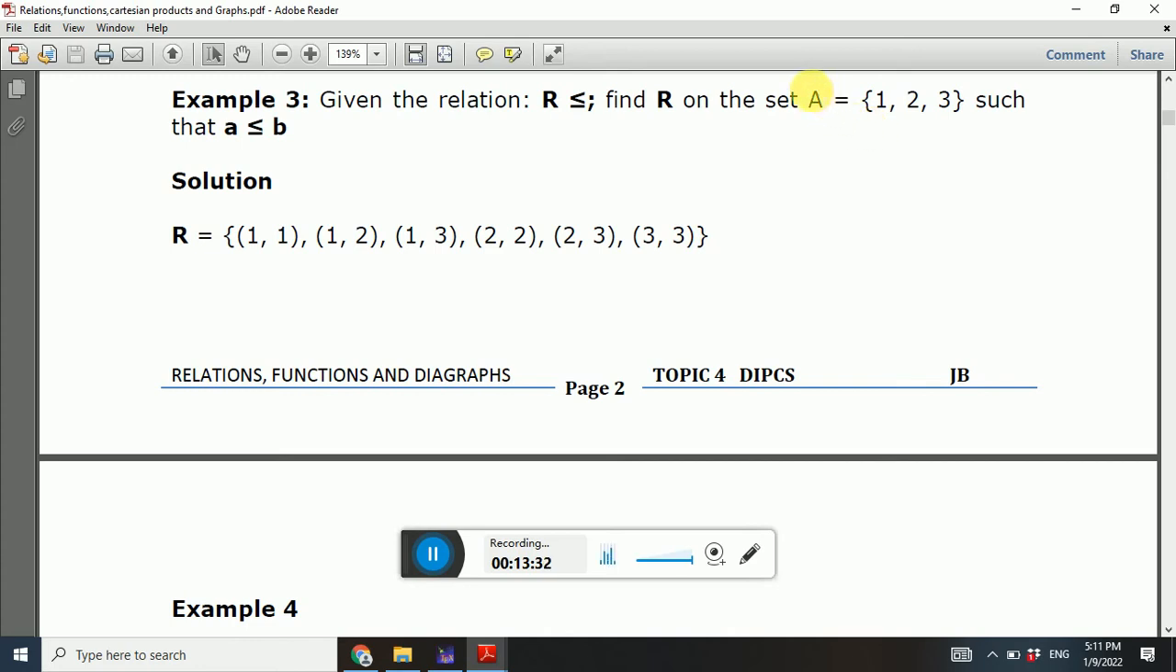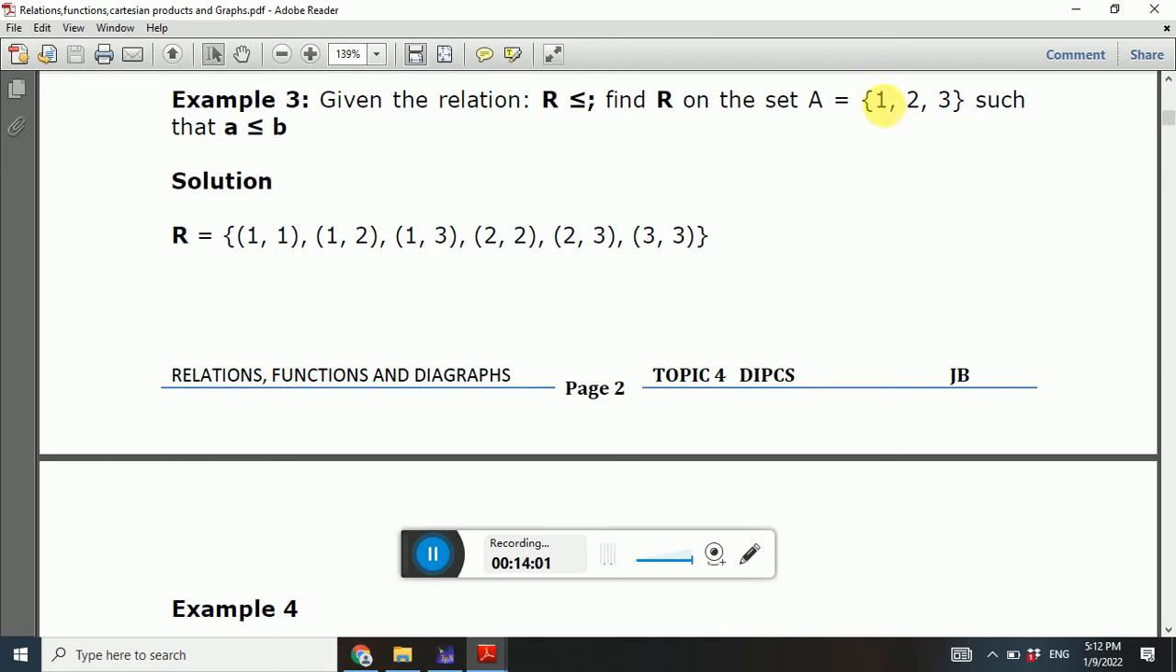So I want you to compute the Cartesian product here. For each element in A, pair it with all the elements in A. To make it easier, it's better to write set A, then write another set A below and list all the elements 1, 2, 3, then start pairing each element in the first A with all the elements. If you do that, then these are some of the pairs.